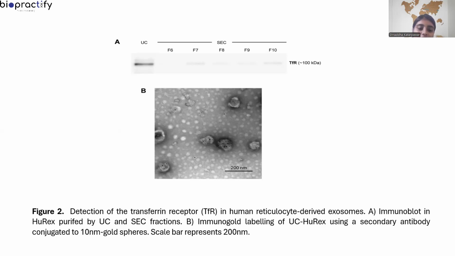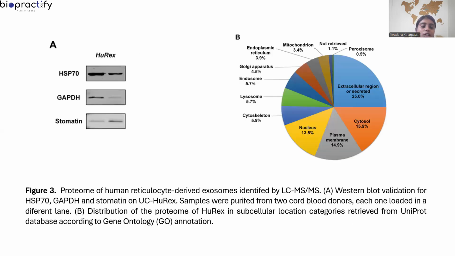The second image is of immunogold labeling of ultracentrifugation human reticulocyte derived exosomes using a secondary antibody conjugated with a 10 nanometer gold sphere, where the scale bar represents 200 nanometers. Figure 3 consists of the proteome of human reticulocyte derived exosomes, which are identified by LC-MSMS.